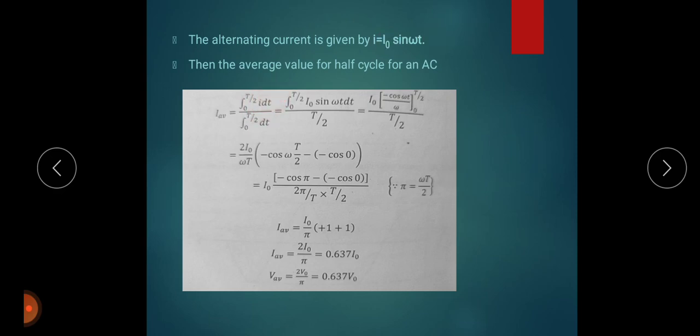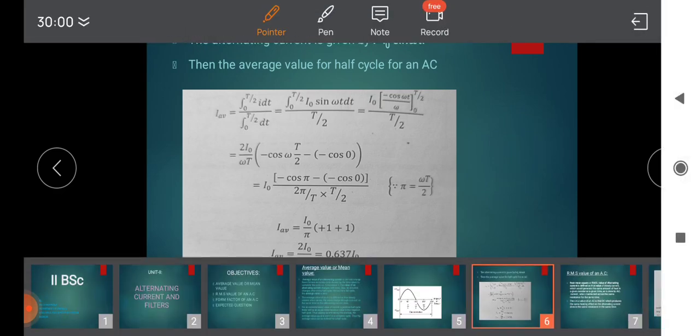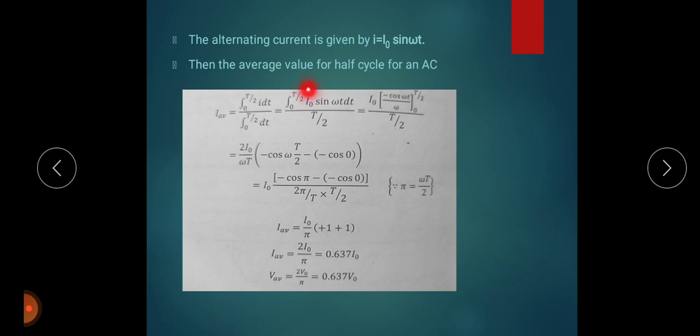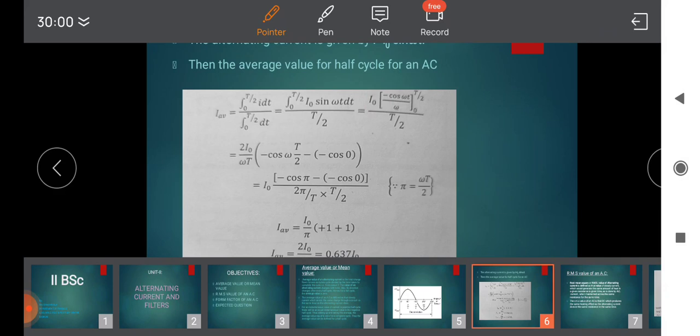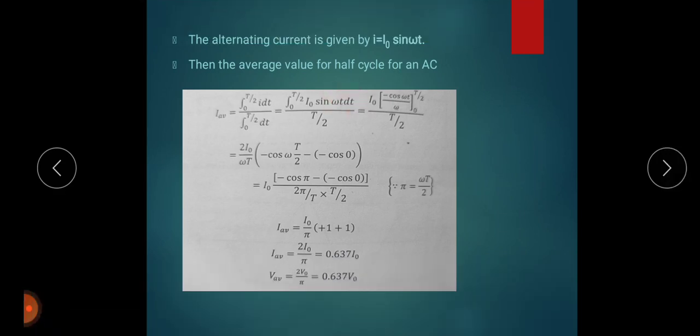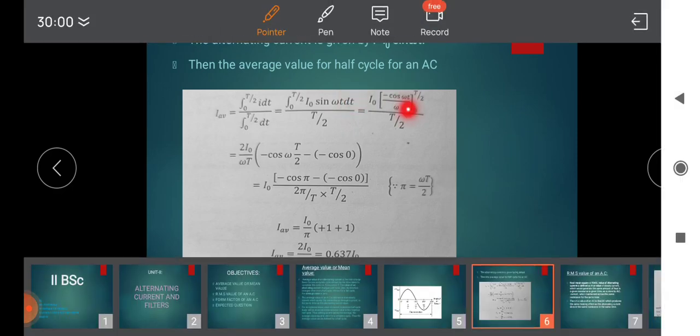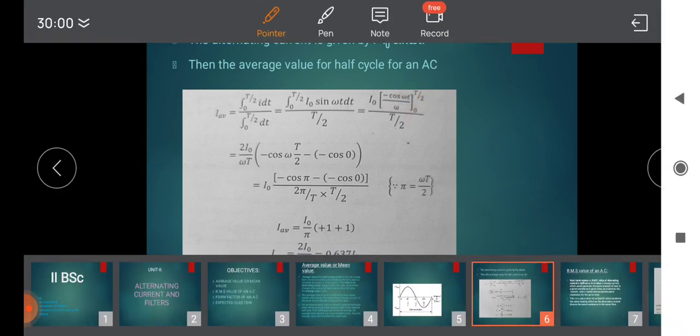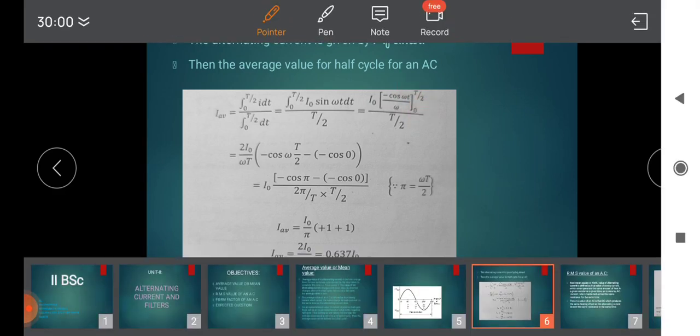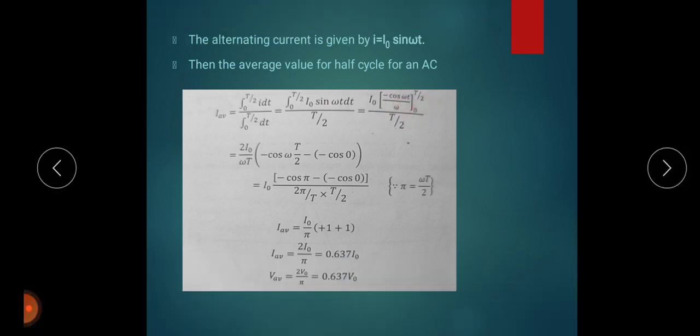That means I is equal to I naught sin omega t in this equation. So integration from 0 to T by 2, I naught sin omega t dt. Here I naught is a constant term, taken outside the integral sign. Then integrate sin omega t with respect to t. Integration of sin omega t is minus cos omega t divided by omega, taken between the limits 0 to T by 2, the whole thing divided by T by 2.